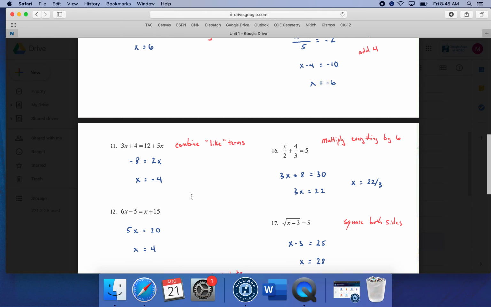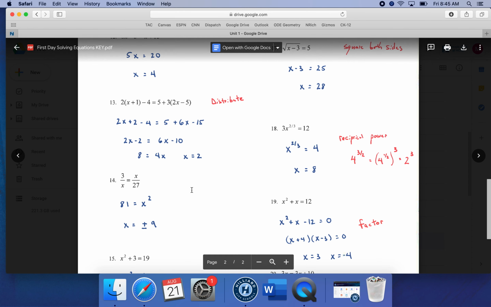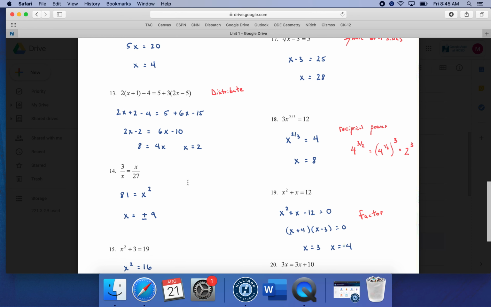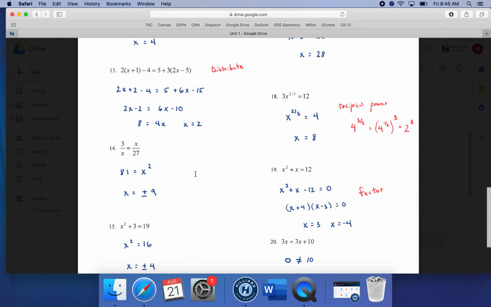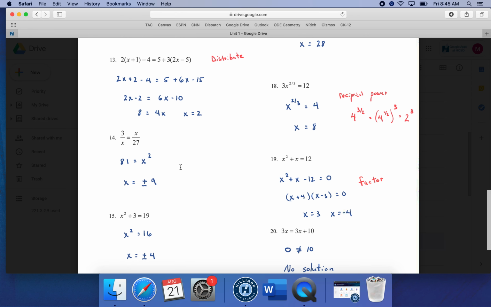Now, the rest of these, well, actually, no, we should be able to do the fractions. The rest of these might be a little more advanced for the beginning of geometry, but these are things you did in Algebra 1. So on 14, a lot of people are going to say cross multiply, but really what you're doing is the same thing you've done this whole time. You're just using inverse operations.